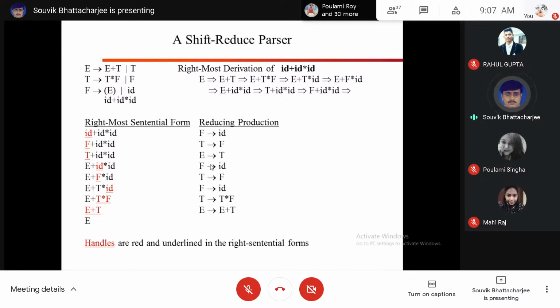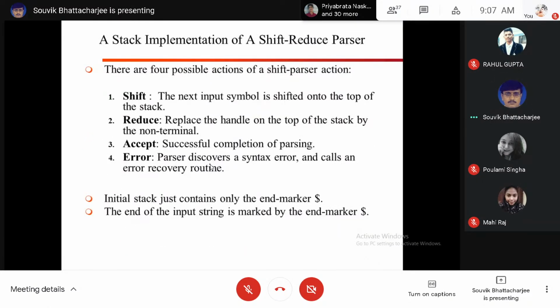As well as we have seen the concept of the handles. Now you just see, as we have seen the stack implementation of the shift reduce parsers. Already I have discussed these things and I have sent you a picture regarding these things also. There are 4 possible actions of a shift reduce parser. One is shift.